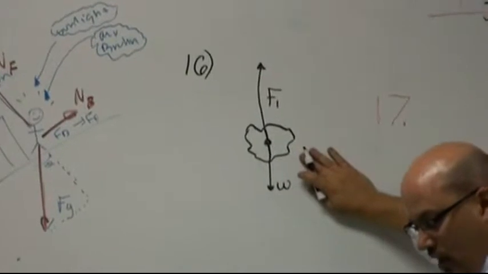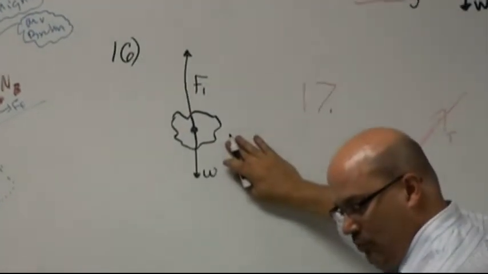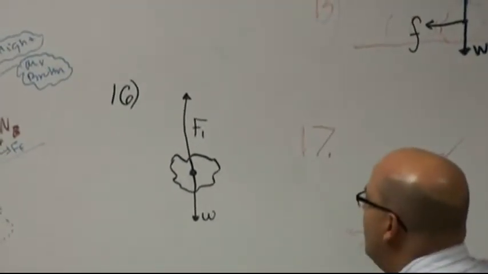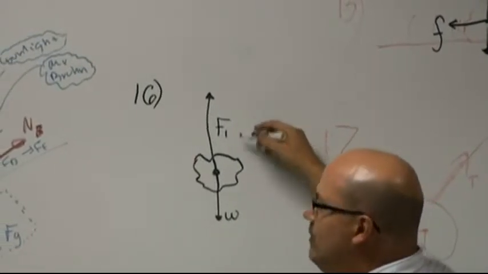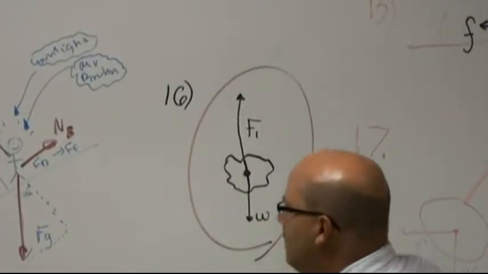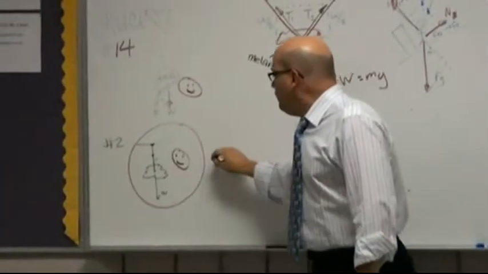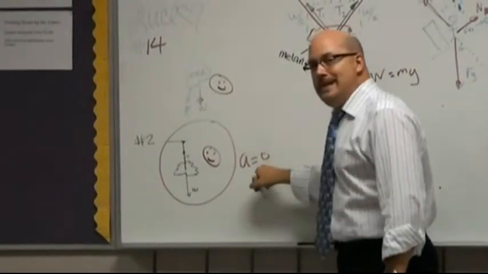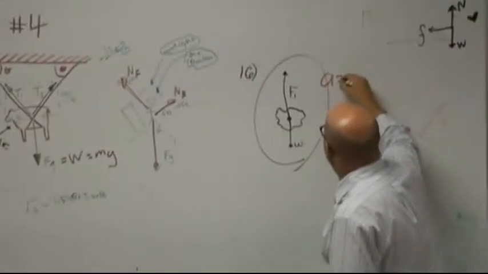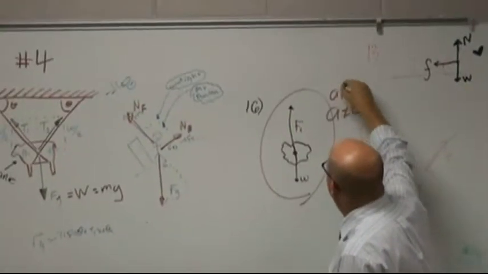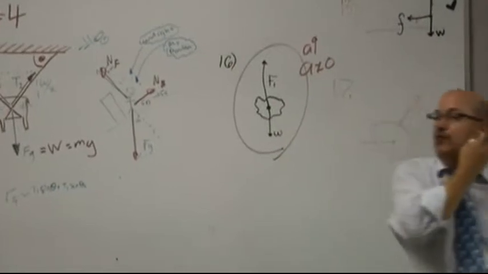Number 16 is a rock tied to a rope, pulled straight up and accelerating. Okay, so what's the difference between this one and this one? In this one the acceleration is 0. In this one the acceleration is not 0. It's accelerating up. So how do I designate it being different?